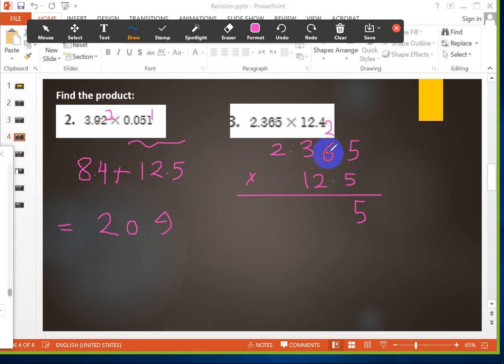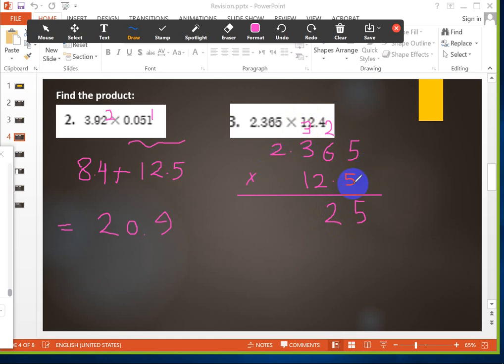Now 5 multiply 6 equals what? Equals 30. 30 plus 2 equals 32. Can I write 32 here? No, I can't. So I have to regroup the number. So it will be 2 here and 3 above the next digit.